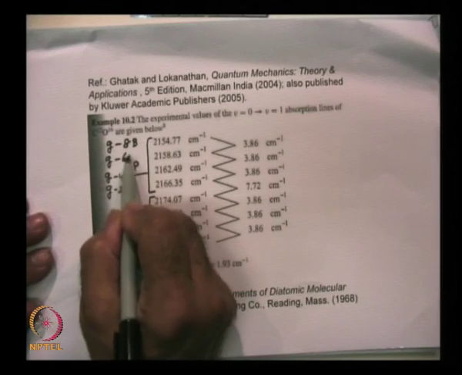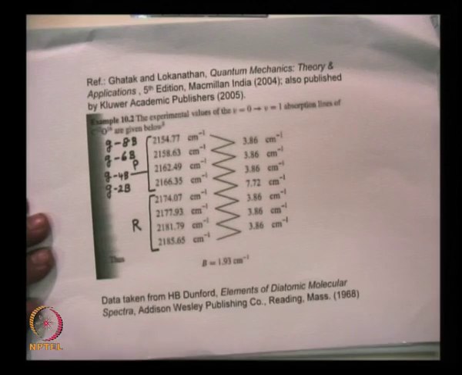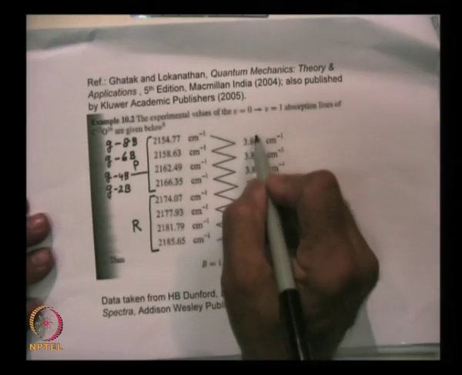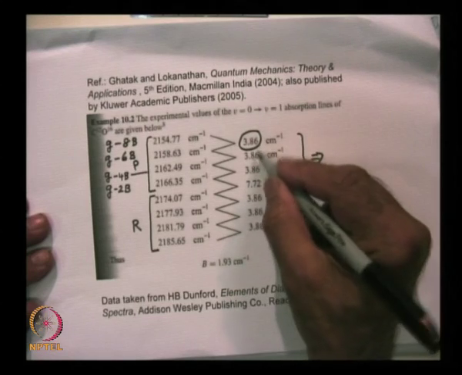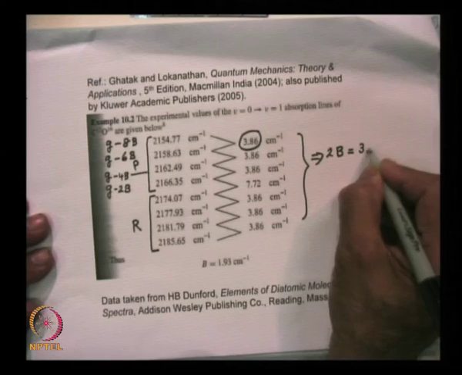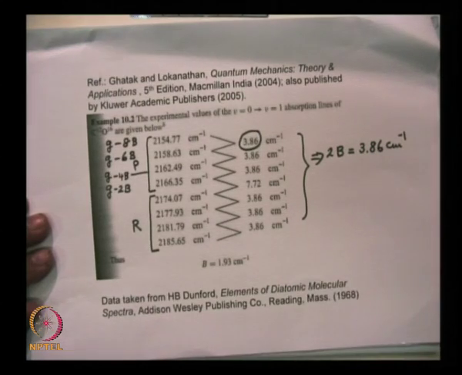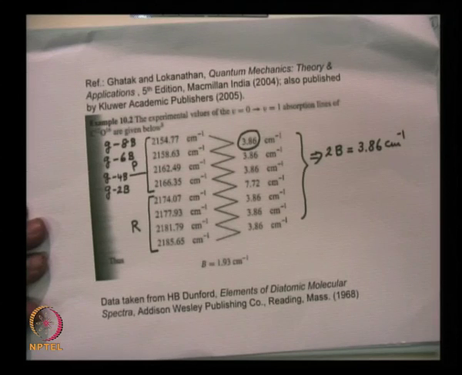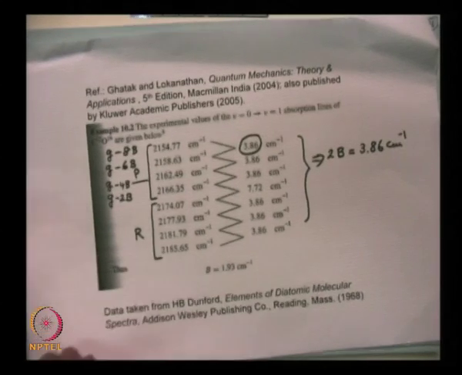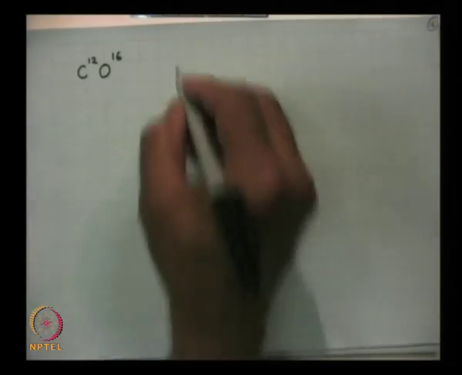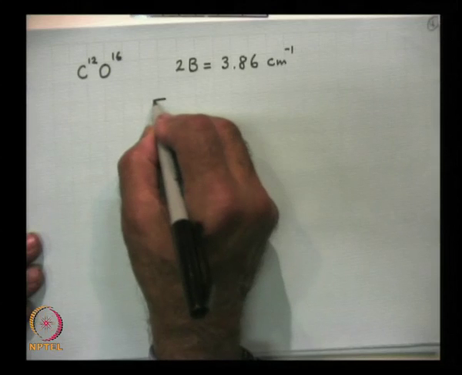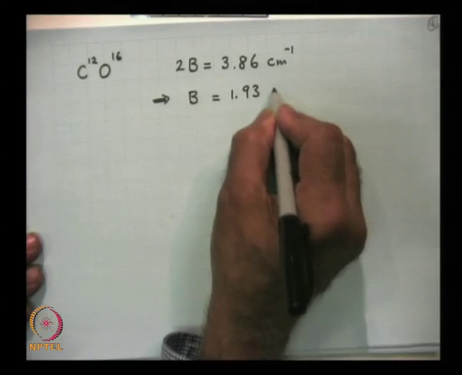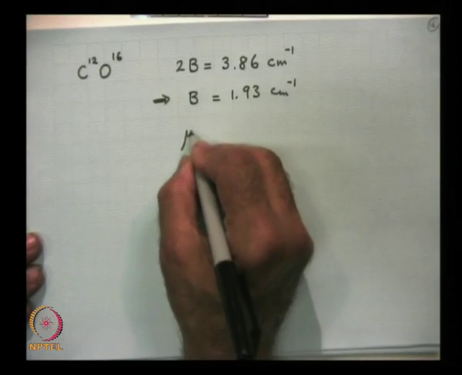I hope you understand what I am trying to say. So, each line is separated from the adjacent line by 2b. So, this quantity is equal to 2b. From this data, since they are equally spaced lines, we get that 2b is equal to 3.86 centimeter inverse. So, once again the very fact that you obtain equally spaced spectral lines validates the model that we have developed, and from this we can find out once again the interatomic spacing. So, 2b is equal to 3.86 centimeter inverse, and therefore b is equal to 1.93 centimeter inverse.